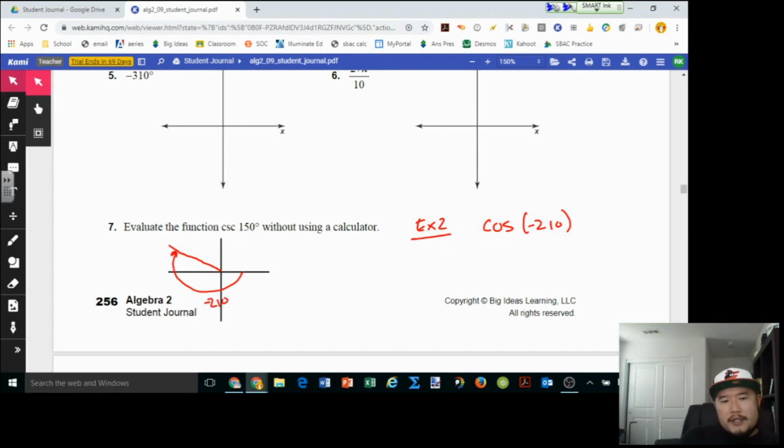But remember, we need to figure out what our reference angle is. And our reference angle is going to be formed from the x-axis closest to our terminal side. Well, if this is negative 180, the negative 180 to negative 210 right here, that makes this 30 degrees. And once again, if you haven't gotten this triangle down, our special right triangle of 30, 60, 90 is what we're going to have to use again.